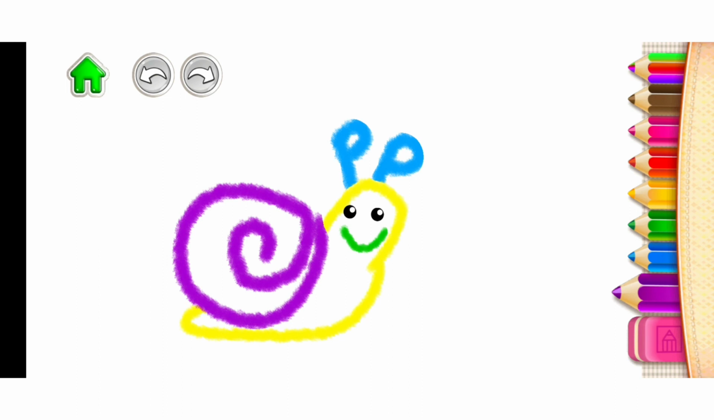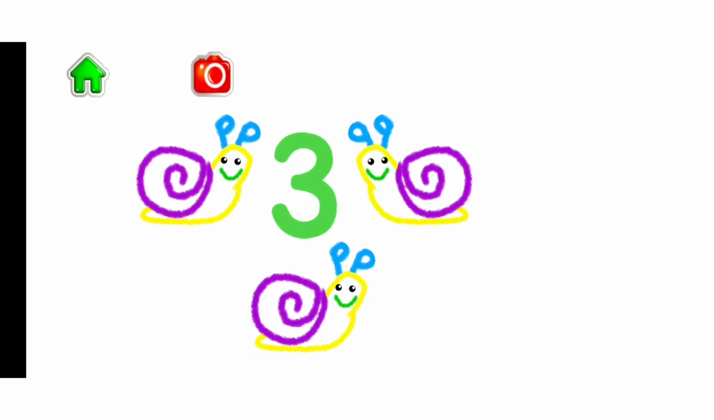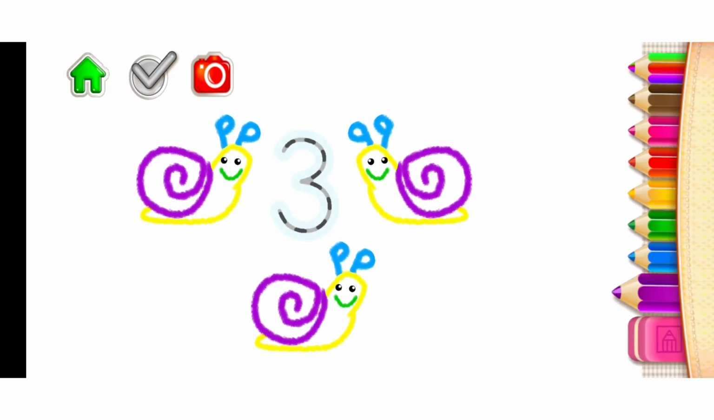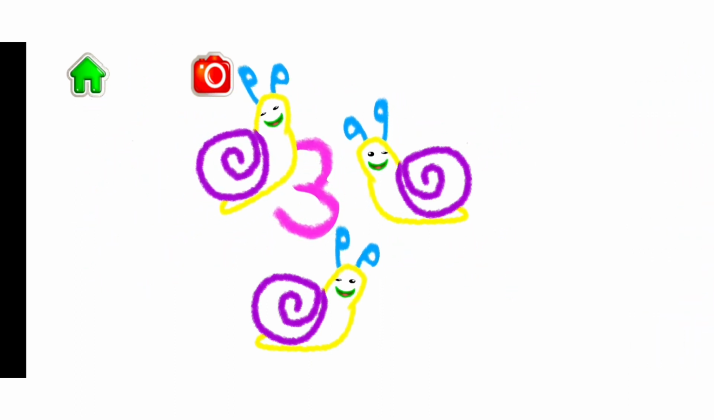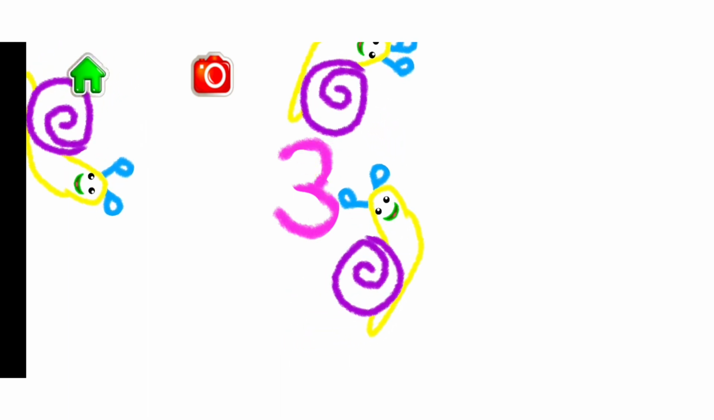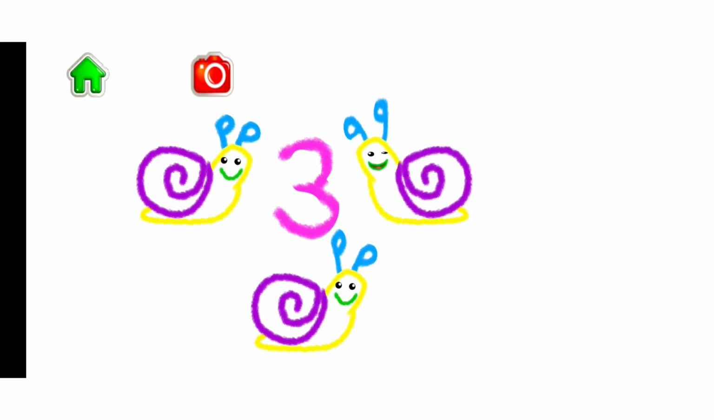Great! Now let's count the snails. 1, 2, 3. 3 snails. Write the number 3 and the snails will come to life. Pink. Number 3, one more time. Let's draw a beautiful butterfly.